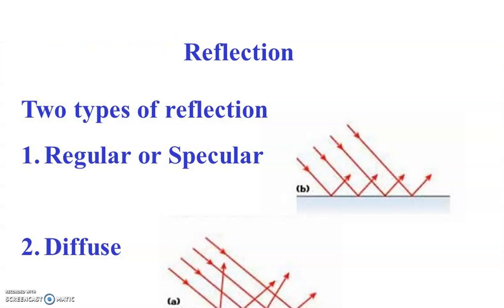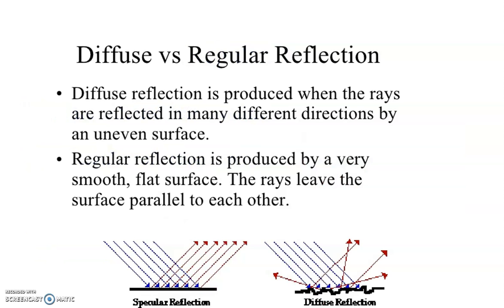Specifically, there are two types of reflection. One is called regular or specular reflection. The other is diffused reflection. We'll see what they are in detail. First, we'll see what diffused reflection is. Diffused reflection is produced when the rays are reflected in many different directions by an uneven surface.